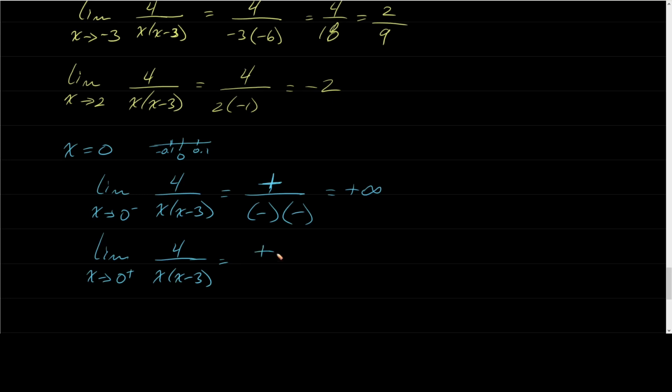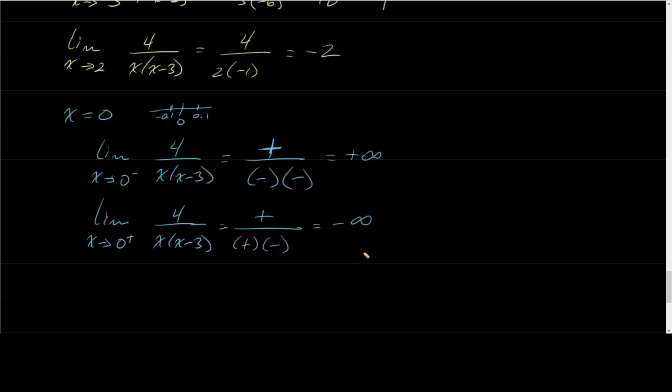Similarly, for 0 from the right, something like 0.1, that's positive. And 0.1 minus 3 is negative. There's an odd number of negatives here, so this goes to negative infinity.